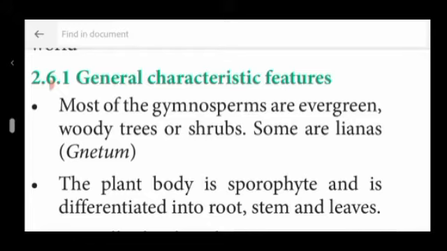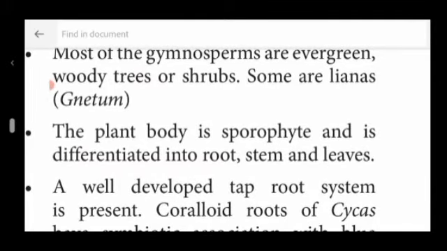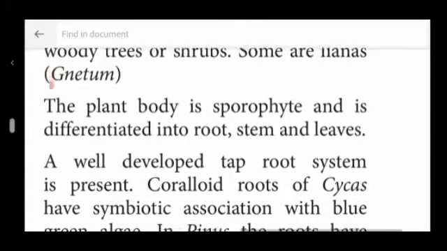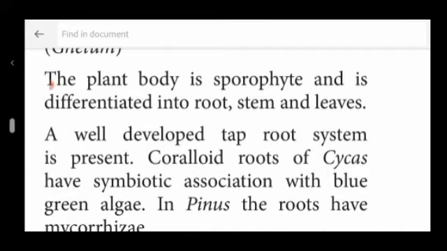The members are distributed throughout the temperate and tropical regions of the world. Next, the general characteristics of gymnosperms. Most of the gymnosperms are evergreen woody trees or shrubs. Some are lianas. Lianas means they are hanging on the trees. The plant body is sporophytic and it is differentiated into root, stem and leaves.